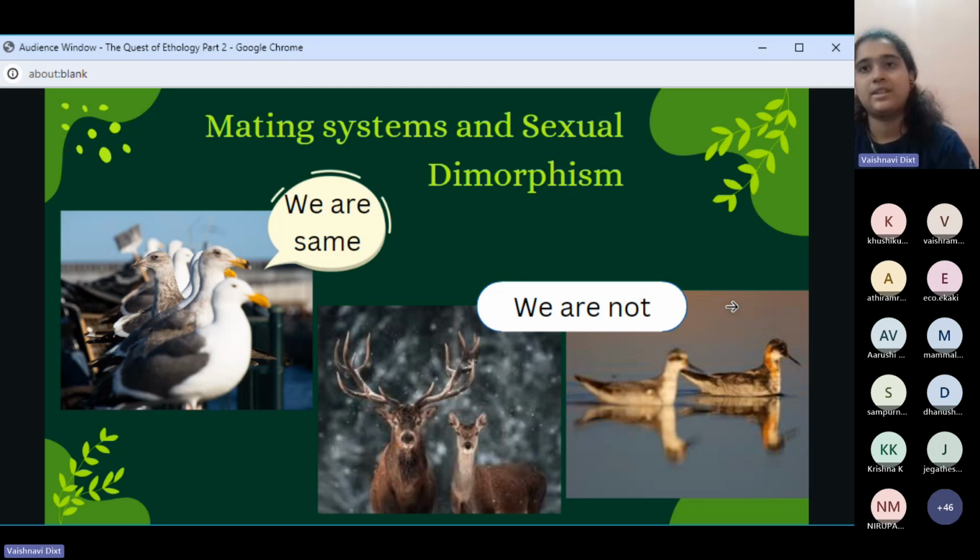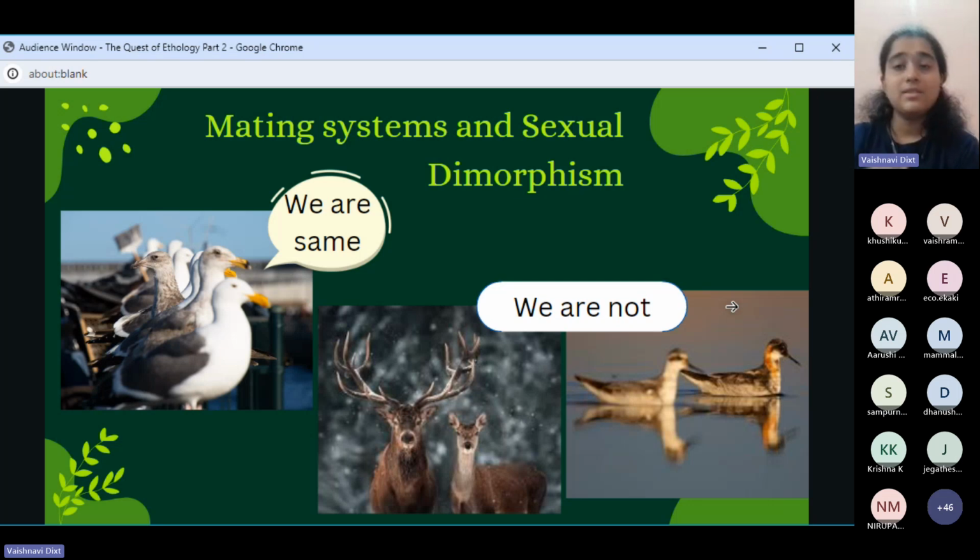But in some cases it may not happen that way. It may happen that a single male mates with many females, or a single female mates with many males. That is called polygamy, wherein one male mating with many females is called polygyny, and one female mating with many males is called polyandry. Okay. So these are the mating systems which exist in nature.